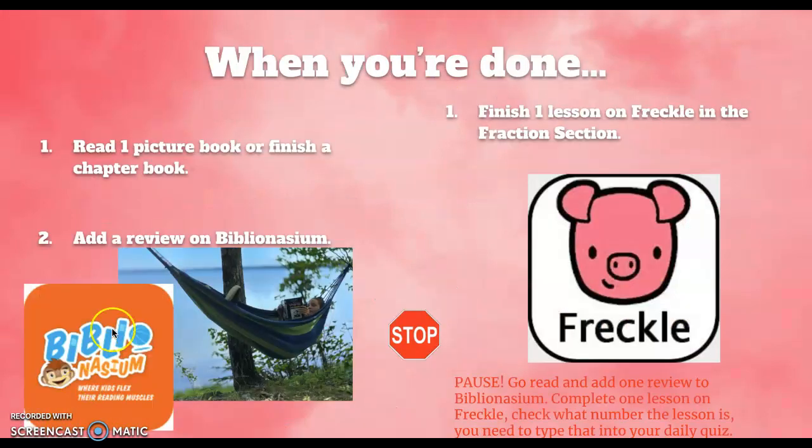All right, guys, and we are done. So at this point, this is the last thing I have for you. Just make sure that you read 1 picture book or finish a chapter book and get it into Biblionasium. Remember, our goal is to have 6 chapter books on our Biblionasium and 30 picture books. Make sure you add your reviews. And then also finish 1 lesson on Freckle in the fraction section.